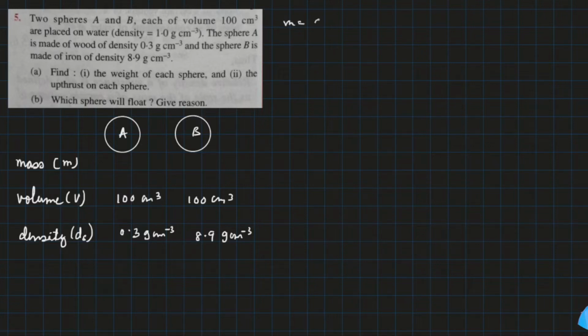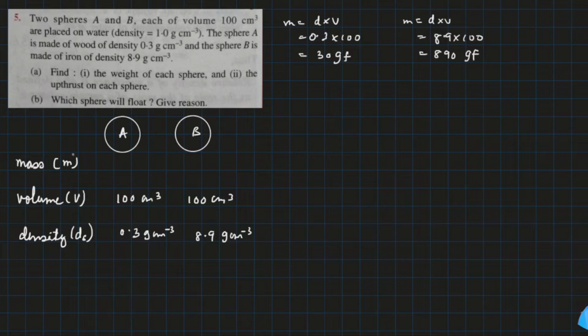We know that mass is density into volume, so for wood that is 0.3 into 100, which is 30 gram force, and over here mass is density into volume, that is 8.9 into 100, that is 890 gram force. So the mass of the sphere A is 30 grams and mass of sphere B is 890 grams. So the weight in air will be 30 gram force, and this is 890 gram force.